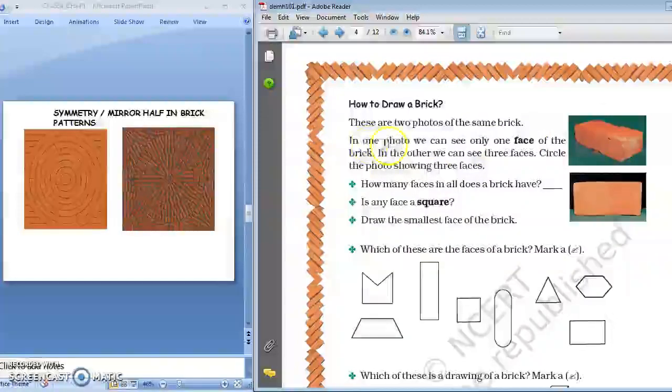Now, in one of the photos, we see only one face. Can you see this? There is only one face of the brick which is visible. In the other, we can see three faces. So here, this is one face, this is the second face and this is the third face. So three faces you are able to see. How many faces does a brick have? A brick has 6 faces. I had shown you this in the previous class.